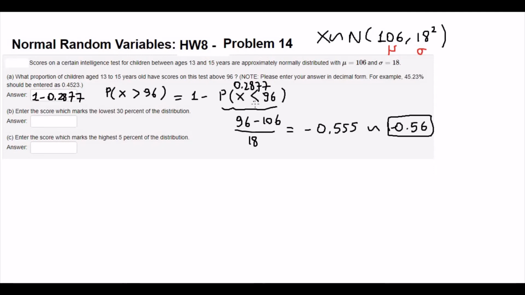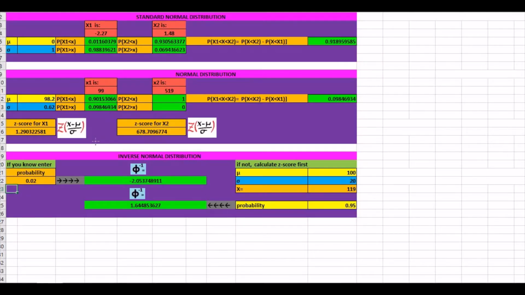And if you wish to do it on a calculator, you're going to go to the calculator. We know the mu is 106. We know the standard deviation is 18, and we would like to know the probability that x is greater than 96. So it is 0.7107. You can see it from the calculator here.